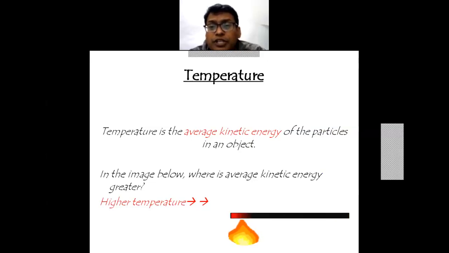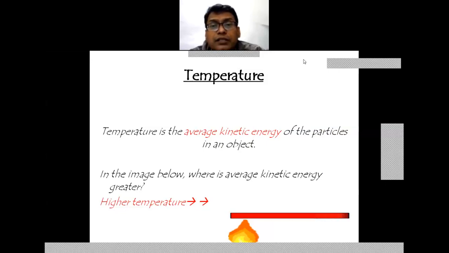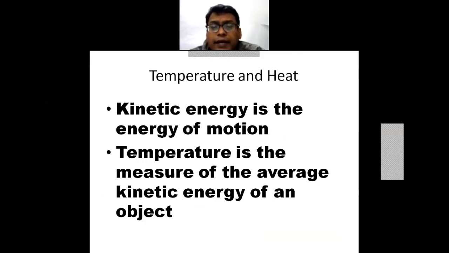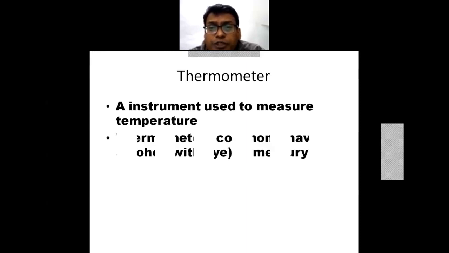Now what is temperature? It is the average kinetic energy of particles in an object. How much is the kinetic energy? Because of the increased supply of heat, the kinetic energy of the molecules increases, and as a result, the change in temperature is noted. So kinetic energy is the energy of motion, and temperature is the measure of the average kinetic energy of an object.